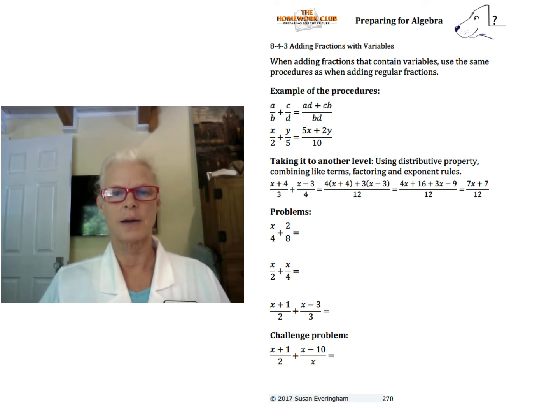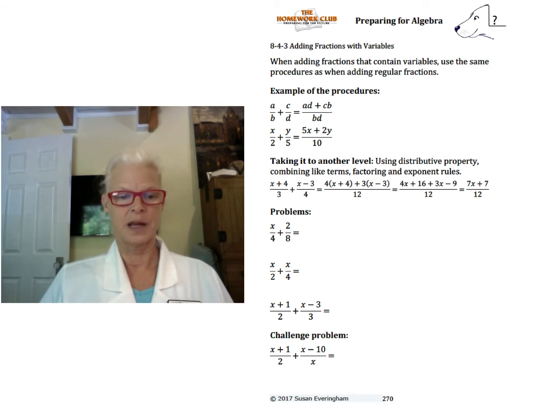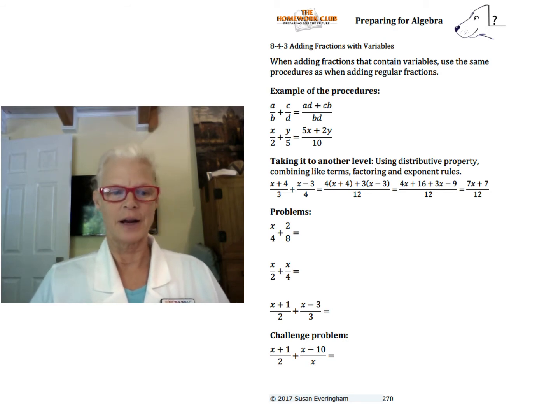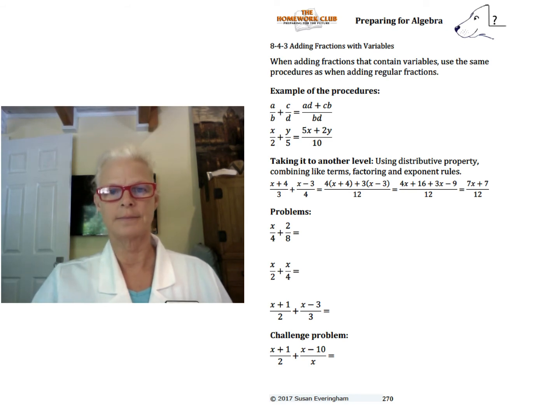So 4 times x plus 4 is 4x plus 16. And the other binomial, 3 times x minus 3 is 3x minus 9. Combining like terms within the numerator gives us 7x plus 7 over 12. And the problems below, you've got one like it. Actually, you've got two like it. The challenge problem is good. All right, good luck. And we're going to move on to page 271.